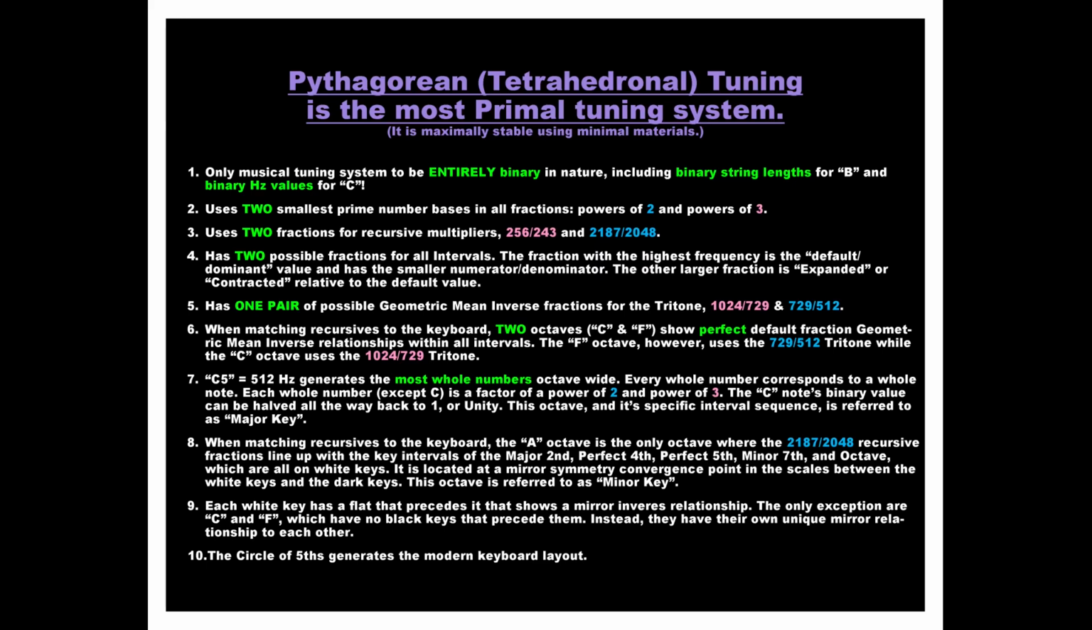When matching recursives to the keyboard, the A octave is the only octave where the 2187 over 2048 recursive fractions line up with the key intervals of the major second, perfect fourth, perfect fifth, minor seventh, and octave, which are all on white keys. This octave is referred to as minor key. So we have 2 main keys in this as well, major key and minor key. And the circle of fifths generates the modern keyboard layout.